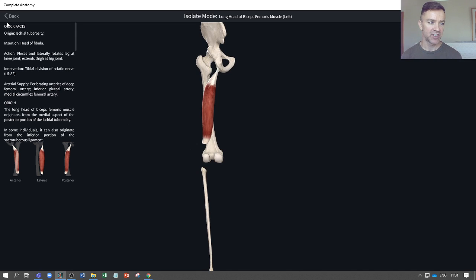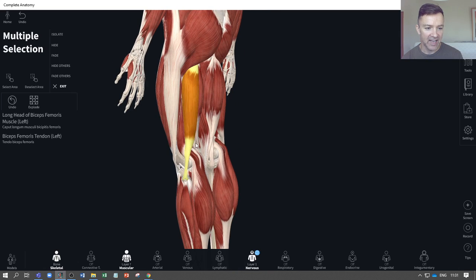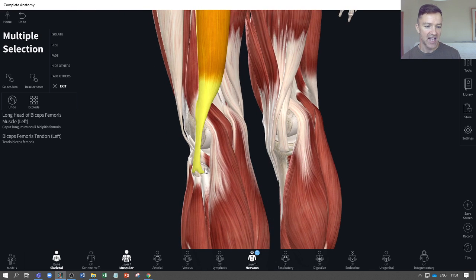Now there's some connective tissue that joins that up there. So if we look, we've got that bit of connective tissue added in there, so we can zoom in and see that our biceps femoris crosses the knee joint and inserts onto the fibula there. So that is one of our main hamstring muscles. It's involved in flexion of the knee joint. It also laterally rotates the leg at the knee, and it also extends the thigh at the hip.